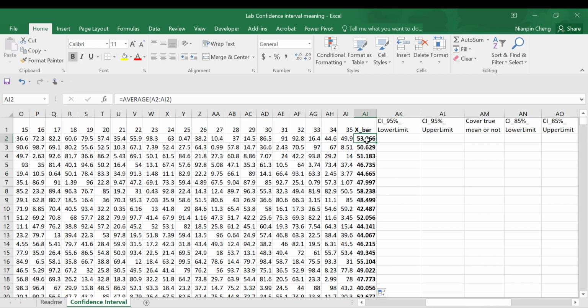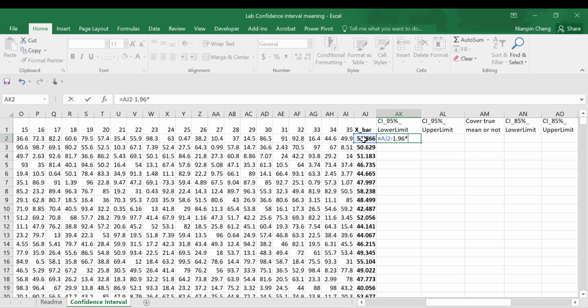For each sample, we have one sample, and we can estimate the true population mean based on this one sample. So we have X bar, so for the 95% confidence interval, we can calculate the lower limit as X bar minus the Z value. The 95% is 1.96, right? The Z value multiplied by the sample standard deviation divided by the square root of sample size.